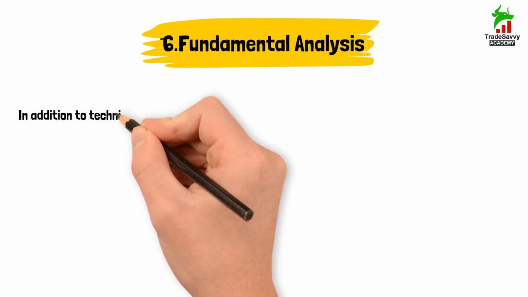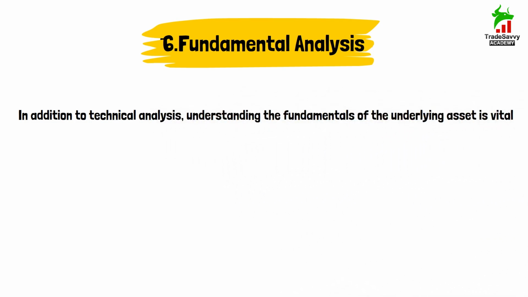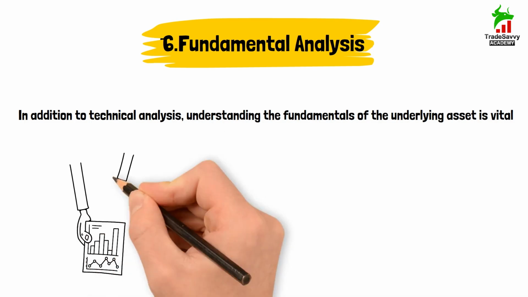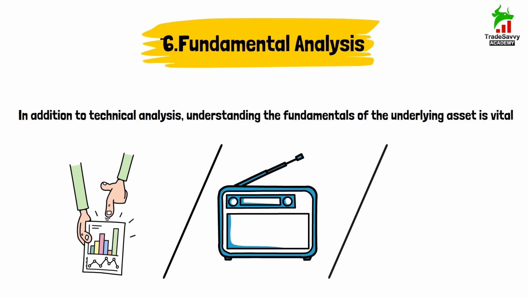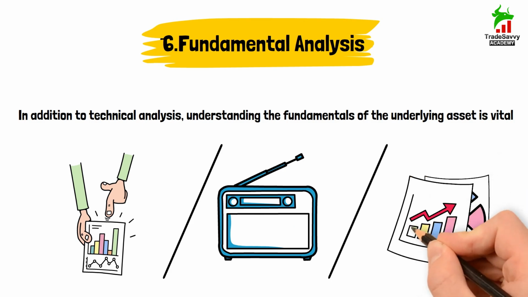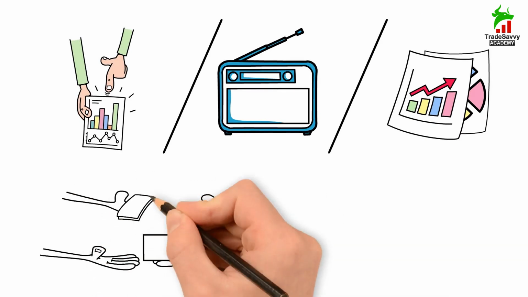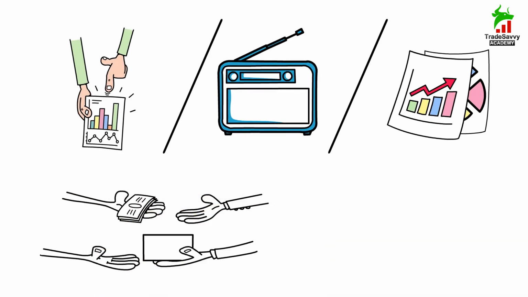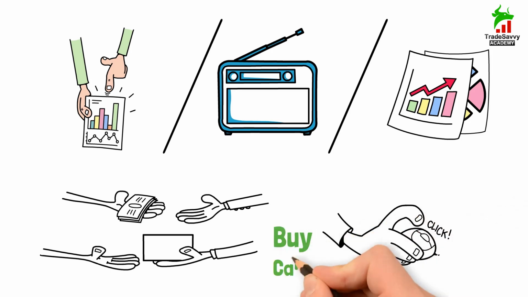Number 6, fundamental analysis. In addition to technical analysis, understanding the fundamentals of the underlying asset is vital. This includes analyzing earnings reports, news events, economic indicators, and other relevant information that could impact stock prices. For example, if a company is expected to report strong earnings or launch a new product that could increase its stock price, it may present an opportune moment to buy call options.